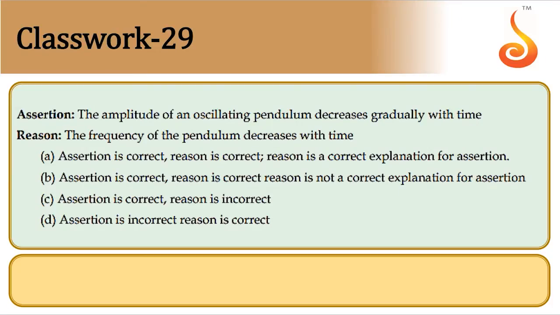See, this statement is correct. Gradually, amplitude of oscillating pendulum decreases with time. But this statement is wrong. Frequency of pendulum will not decrease with time. Only amplitude decreases. As long as the length is constant, frequency doesn't change. So the correct answer is assertion is correct, reason is incorrect. That is option C.